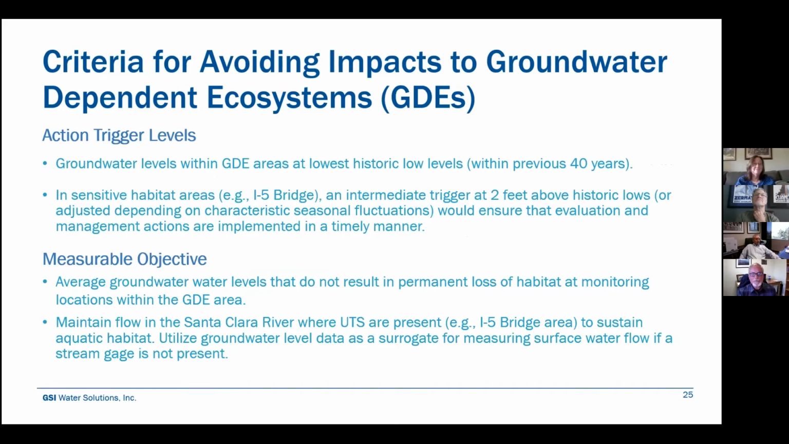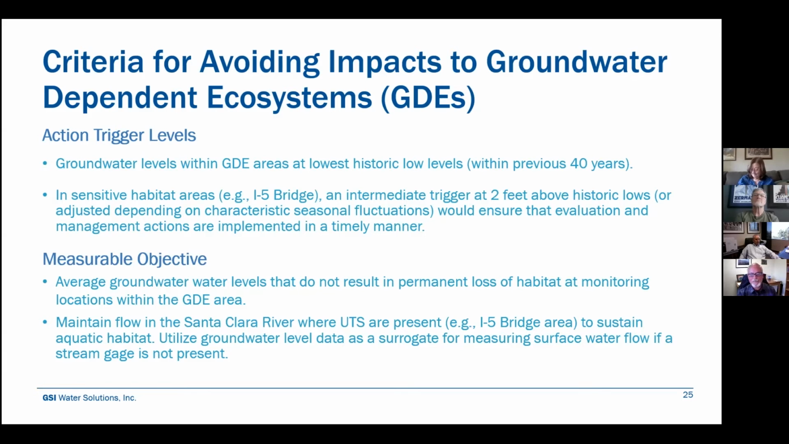So what are the criteria for avoiding these impacts to the GDEs, or groundwater dependent ecosystems? We've established these action trigger levels, and I'll just review them with you. Tom Barnes discussed them with you in the last meeting we had. Those are groundwater levels within these GDE areas that we've mapped based on the lowest historic water levels that we've seen in the past 40 years.